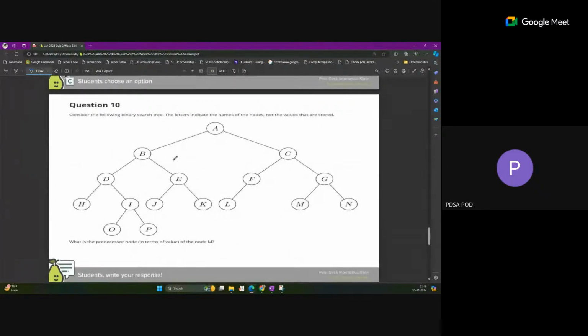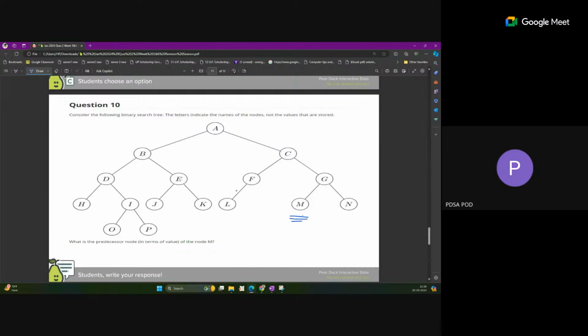Next is regarding the binary search tree. Now we will look at the traversal things. But first, this question: consider the following binary search tree. The letters indicate the names of the nodes, not the values that are stored. So these are the names of the nodes, but they contain some values internally that are not given, and this is a binary search tree. Now just tell me what is the predecessor node, in terms of value, of M.